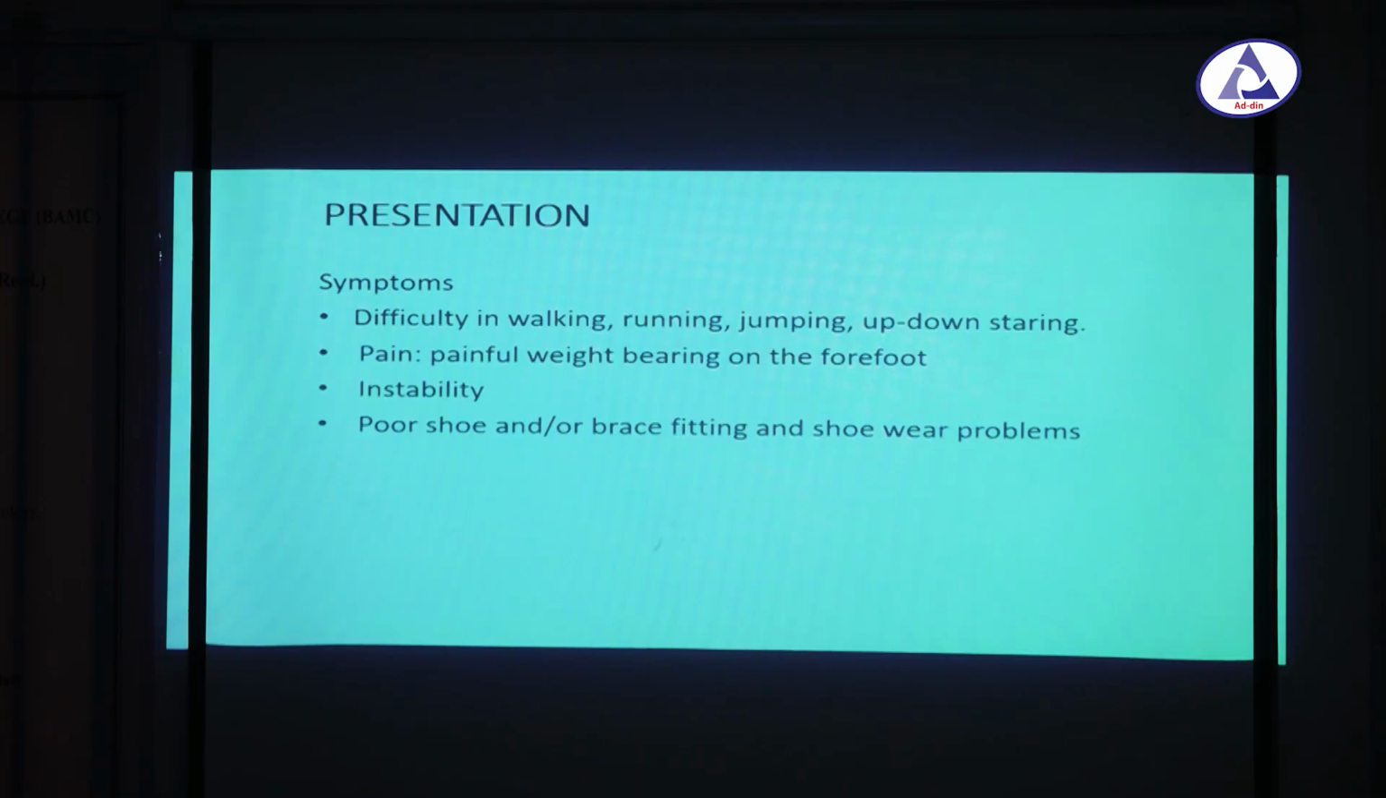And what is the presentation of Equinus deformity? The symptoms are difficulty in walking, running, jumping, and going up and down stairs, and sometimes this may be painful. Painful weight bearing on the forefoot may be associated with some instability in a few cases, and there is difficulty in shoe wearing or wearing a brace, etc.